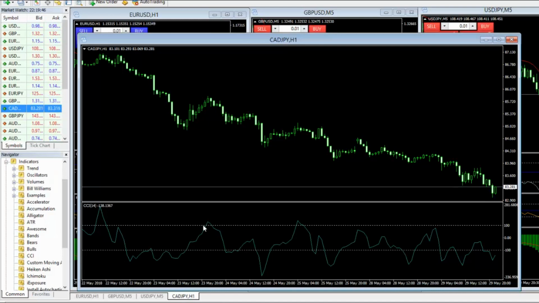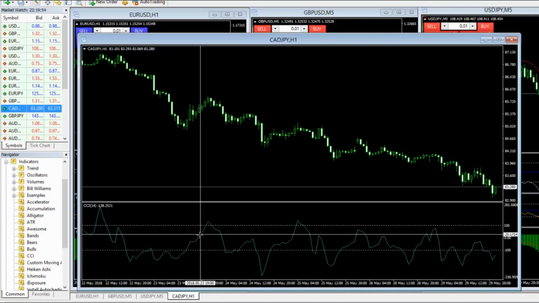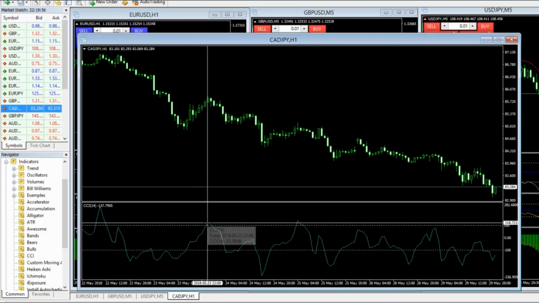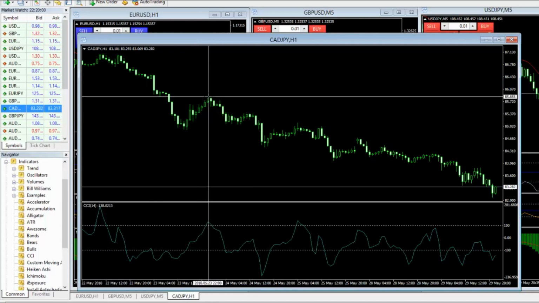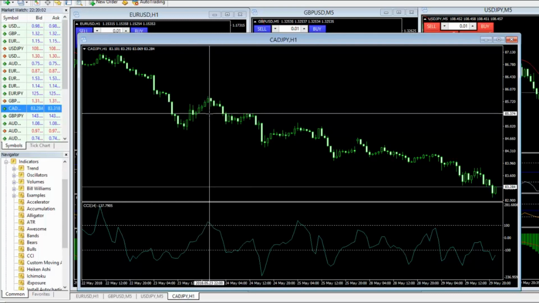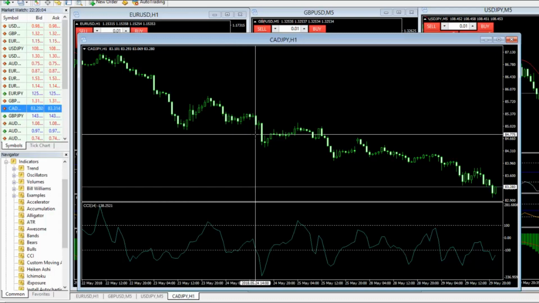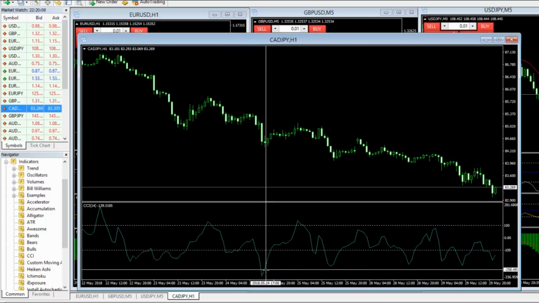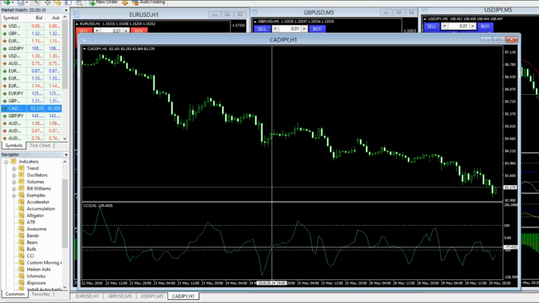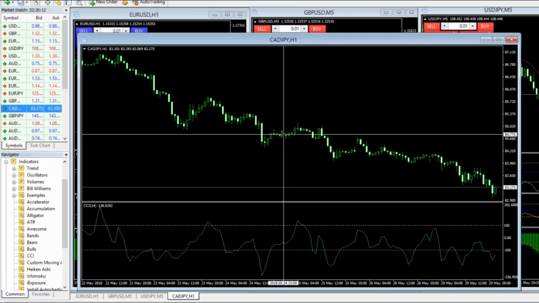You're looking for opportunities when it crosses over the dotted lines. So in this example here, we'll see the CCI went above 100, which would be an indication that this currency pair would start going down, and as we see, that's exactly what happened. And then here we see it goes below minus 100 significantly, which would be an indication that it would be going up, and it sort of does.